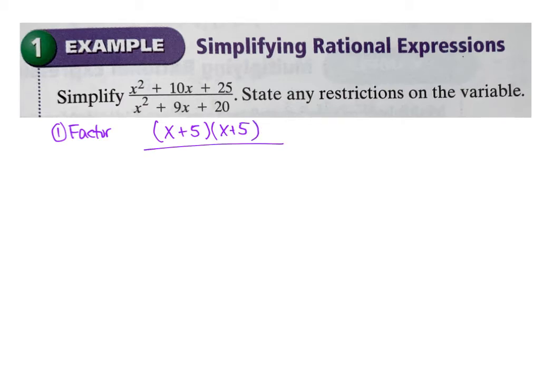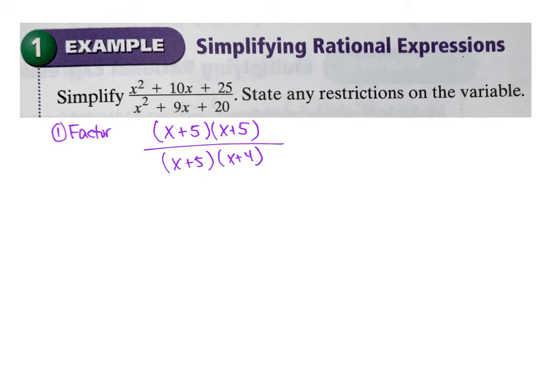In the denominator, factors of 20 that add up to 9. 4 and 5. Yep. State any restrictions. Before you start canceling away to reduce, you want to determine your restrictions up front before you cancel things, because your restrictions are on the original equation, not your simplified one.